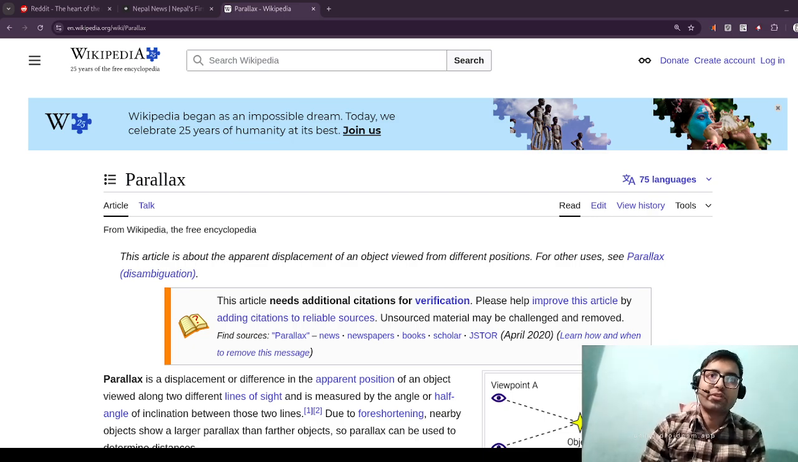Today I'm going to read about parallax. I hope I pronounce it right.